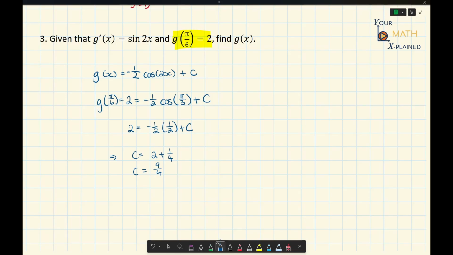Now substituting this back in, we end up with our particular solution, which is going to be g of x is equal to negative 1/2 times cosine of 2x plus 9 over 4.